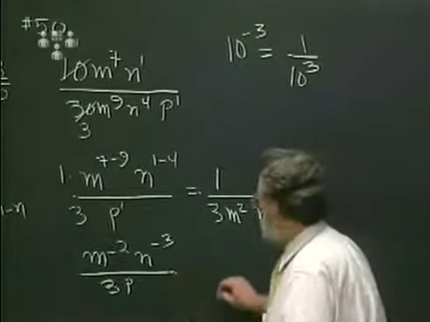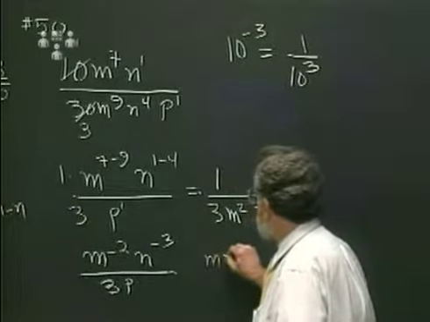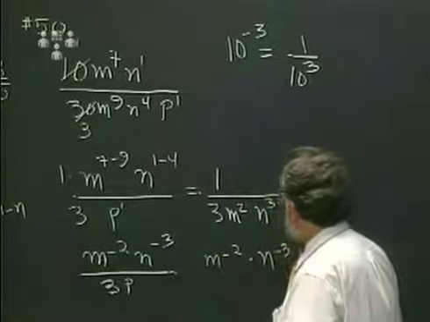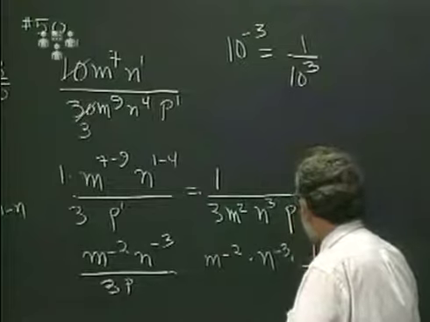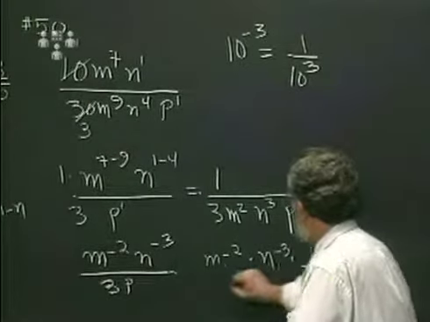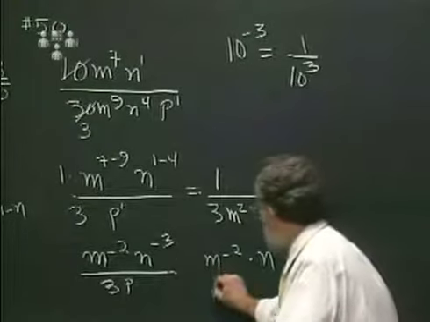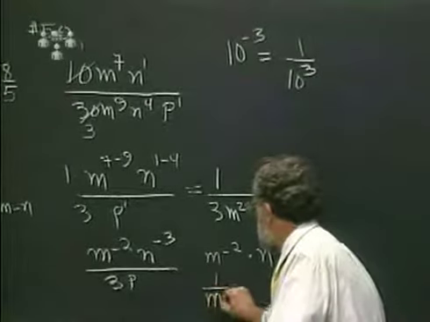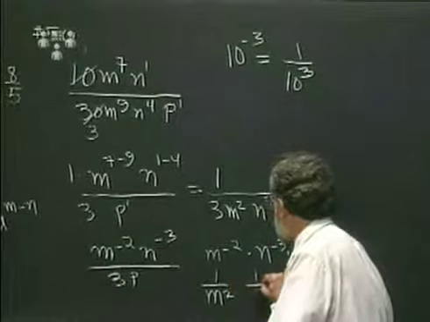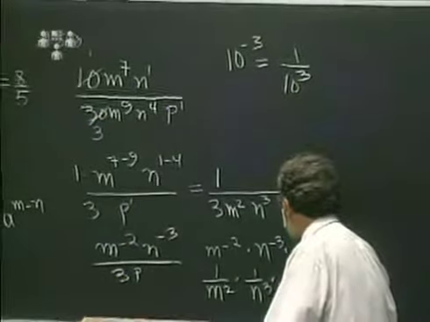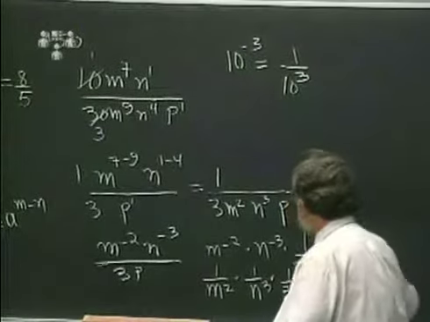I'm going to take this as m to the minus 2 times n to the minus 3 times 1 over 3p. Well, that's 1 over m squared by definition. This is 1 over n cubed, and I have it multiplied by 1 over 3p, and don't I get that?